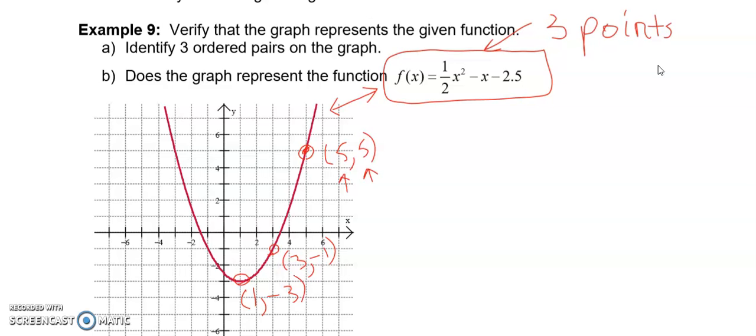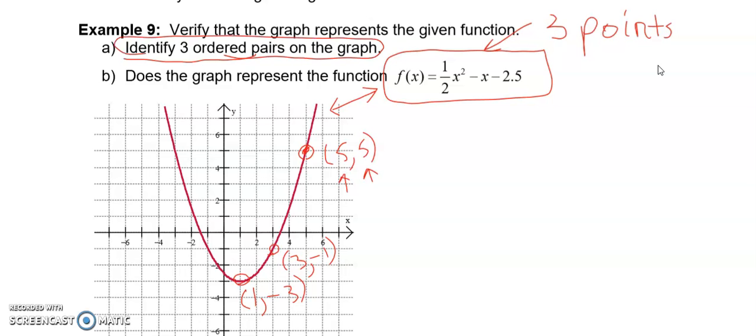Now, if even one of those points proves to be false, if I plug in, say, x equals 5 and get back something different than 5 for y, then that means the function and the graph are not one and the same. The given function does not represent the graph. And that's why they tell us in the example here, because it's quadratic, we have to get 3 ordered pairs on the graph and then plug them in.